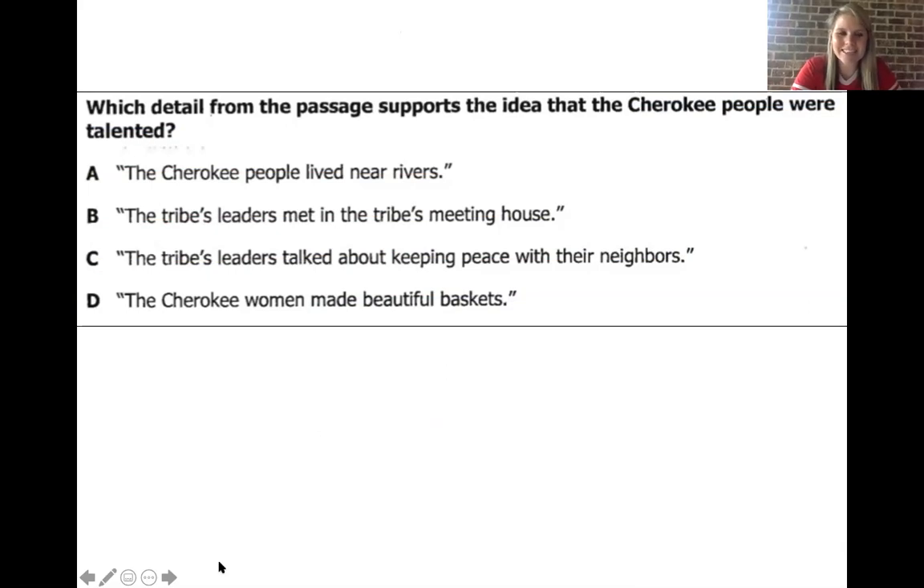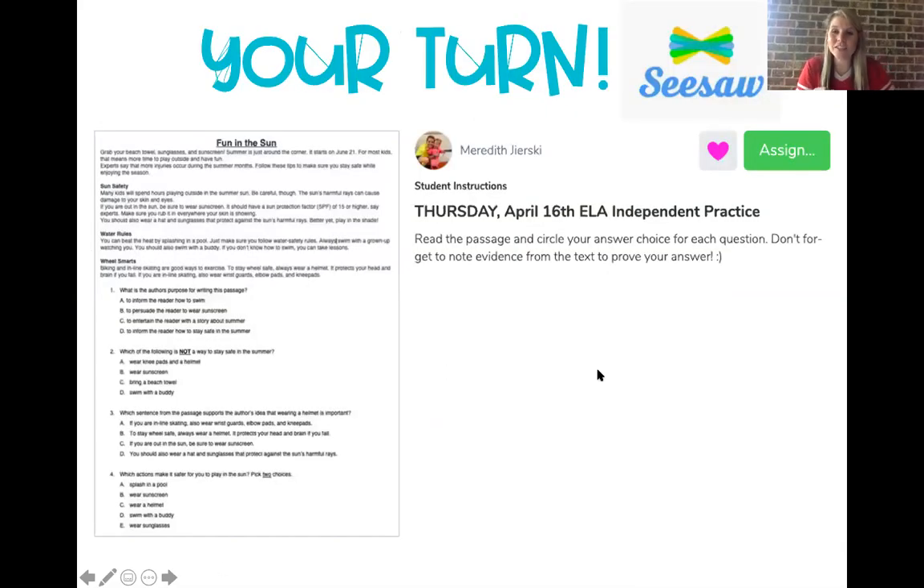Great job, guys. Way to hang in there and answer those questions. Last thing for you to do today for ELA is to hop on over to your seesaw activities, and you're going to see something that looks like this. You're not going to see that green assign button that's right there. That's just from my view on my computer. But you're going to go in and you're going to see you've got this short story about fun in the sun, responsible ways to have fun in the sun. And then you're going to answer questions 1, 2, 3, and 4.